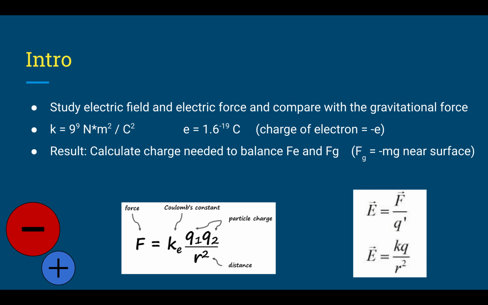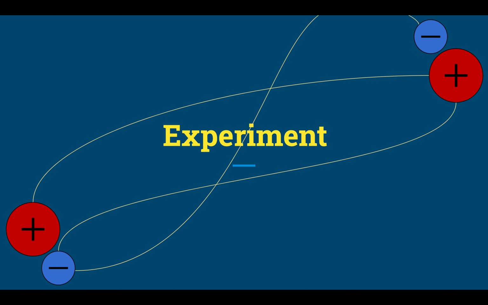balance those two forces. So we can model the force of gravity as negative mg near Earth's surface, and the electric force, shown on the bottom left here, is Coulomb's constant times the two particle charges divided by the radius squared. And we can see the relationship between the electric field and the force, because the electric field would just be the force divided by one of those point charges, and so that would give us E equals k times point charge divided by radius squared.